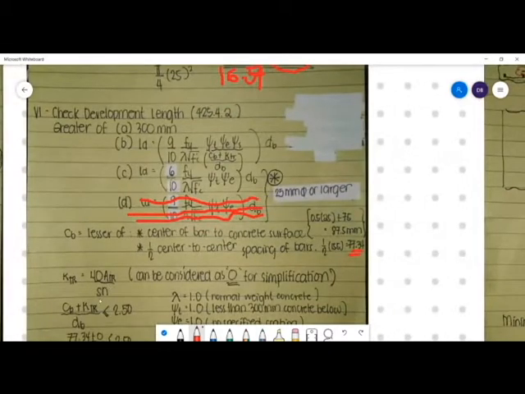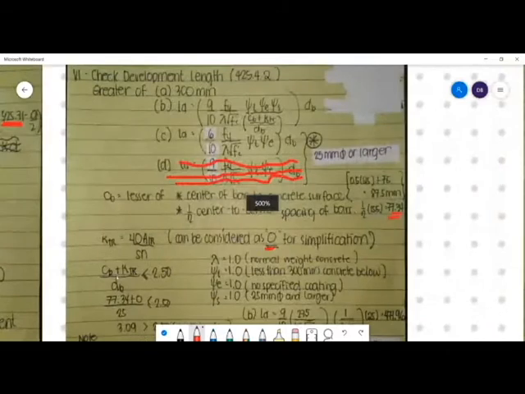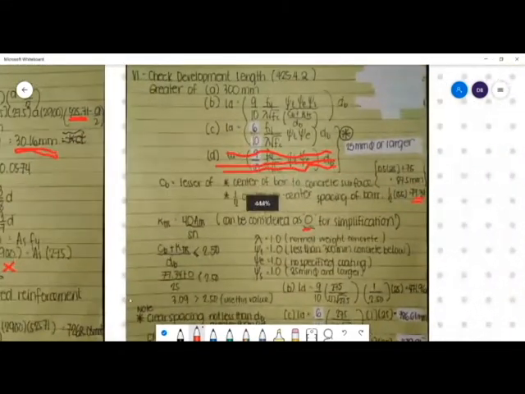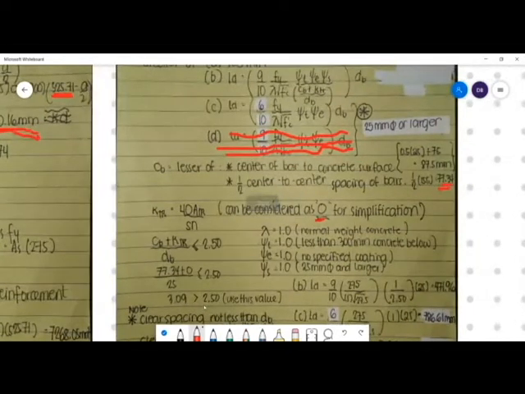48 T sub R over A transverse over Sn can be considered 0 for simplification. So C sub B plus KTR over D sub B should be less than or equal to 2.5. We get 3.09, which is greater than 2.5. So we just use 2.5 as our final value for C sub B plus KTR over D sub B.